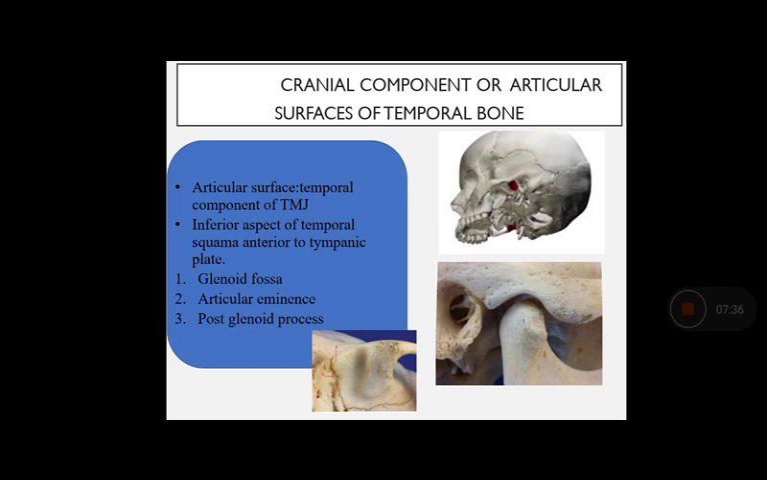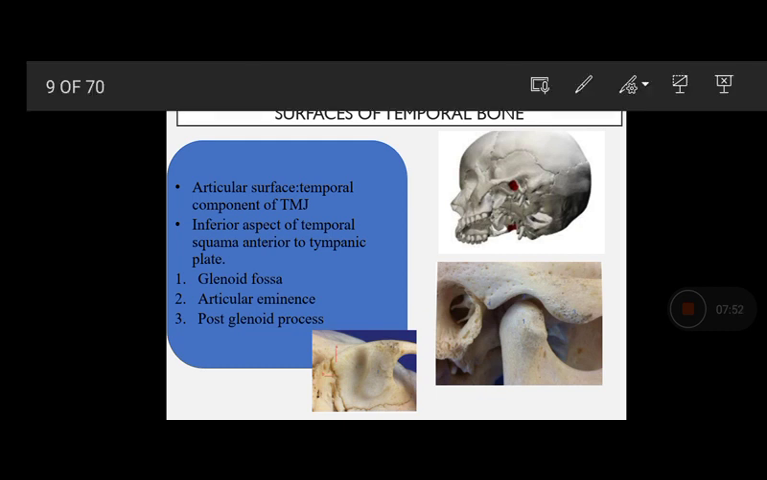So that was the mandibular component of the TM joint. Now we'll discuss the cranial component of the TM joint. So what is the cranial component? The cranial component is the articular surface of the temporal component of the TMJ. So that is what is seen here. It is formed by the inferior aspect of the squamous part of the temporal bone that is anterior to the tympanic plate.